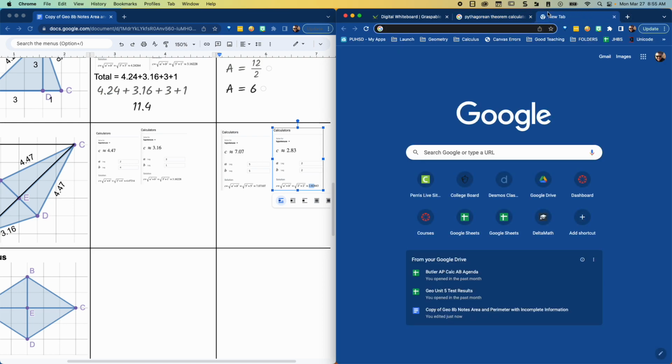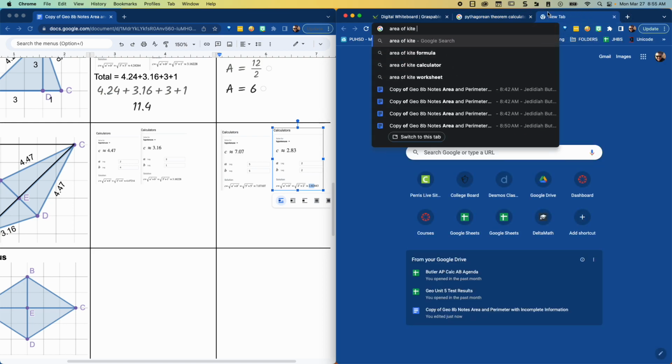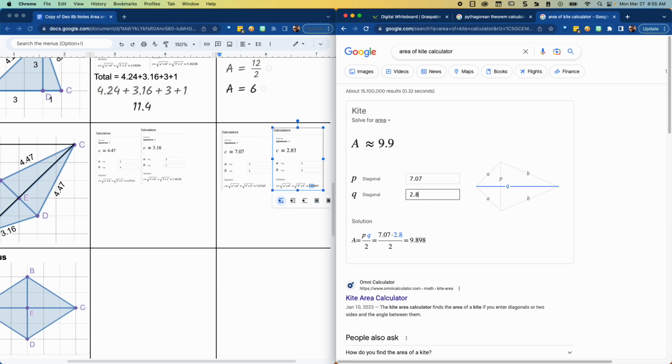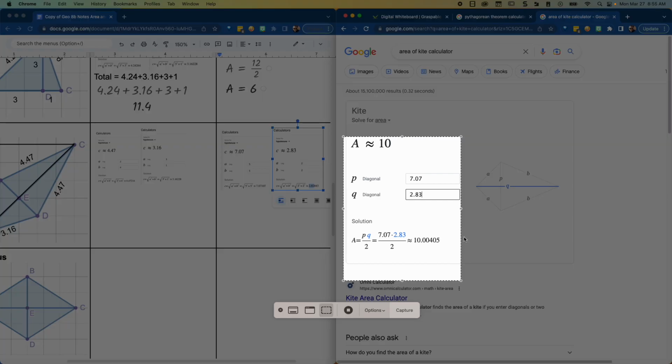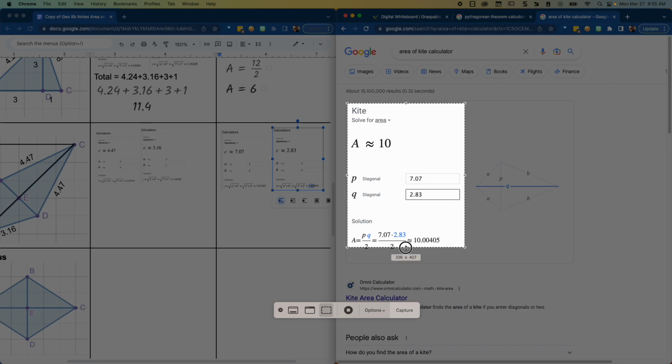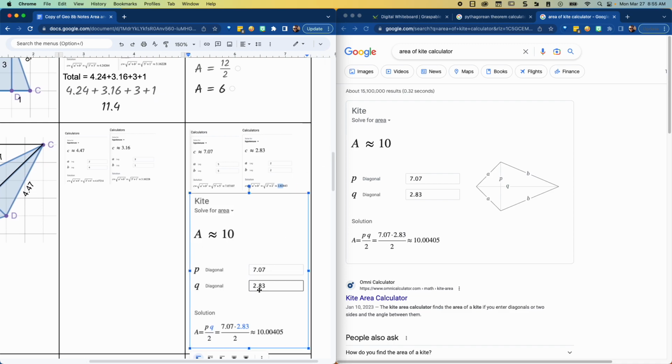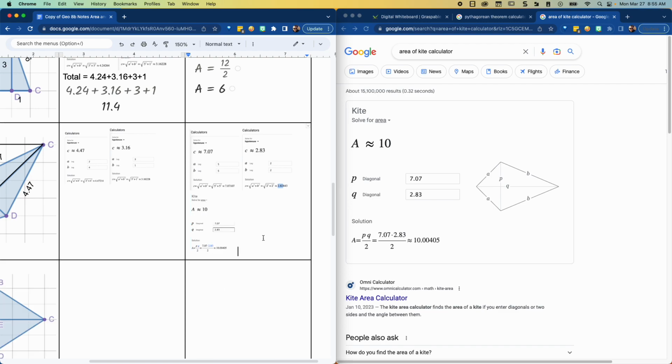So I'm going to do a new tab that says Area of Kite Calculator. And it's asking me for the two measures that go across. And for those, I found 7.07 and 2.83. And that gives me an area of about 10. So I'll take a picture of this, and we're going to put that in here. So area equals about 10.